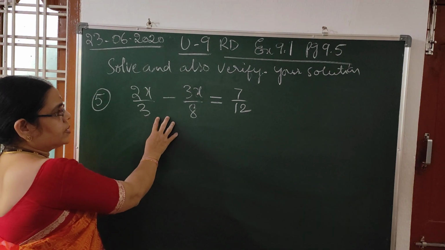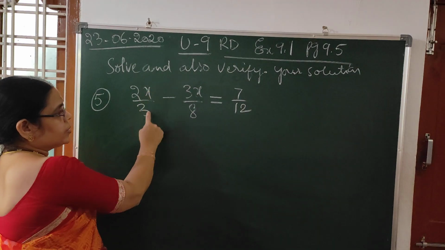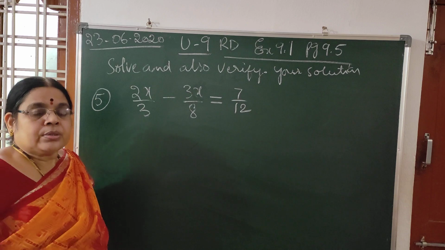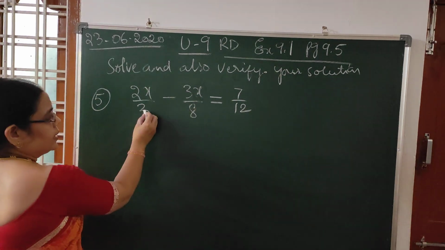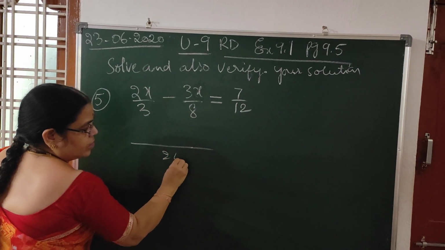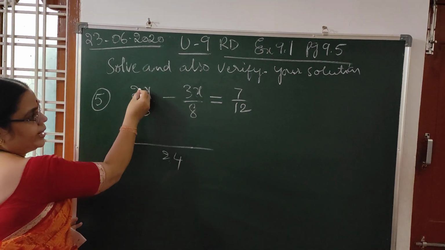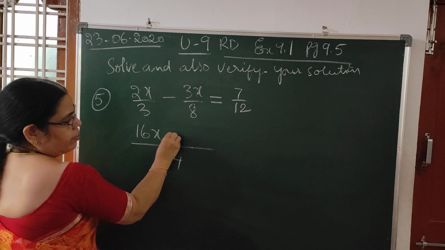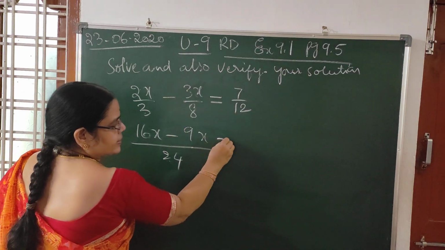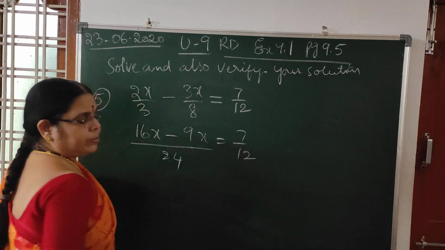So in LHS we are having two terms, 2x by 3 and 3x by 8. So first I am going to solve LHS. 3 and 8, how to solve unlike numbers? So LCM will be 24. 3 8s are 24, 8 2s are 16x minus 8 3s are 24, 3 3s are 9x. That is equal to 7 by 12.